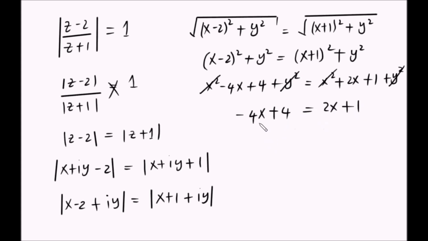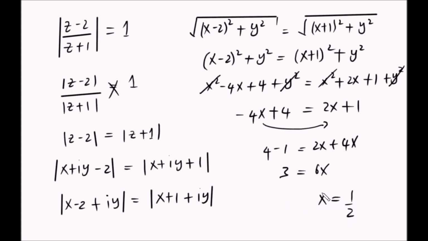So hii nipeleke kule na huu mpeleke huku. Kwa hiyo inakuwa ni 4 minus 1 sawa na 2x plus 4x. Kwa hiyo 4 minus 1 ni 3, afu huku tunapata 6x. Kwa hiyo divide by 6 throughout, x inakuwa sawa na half. Kwa hiyo hii ndo locus. So the locus is a straight line x equals to half.